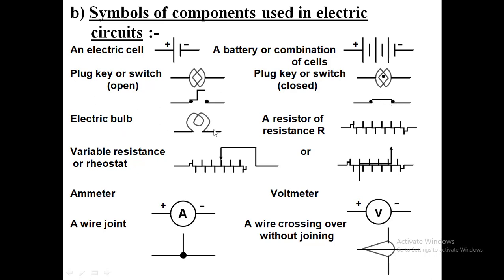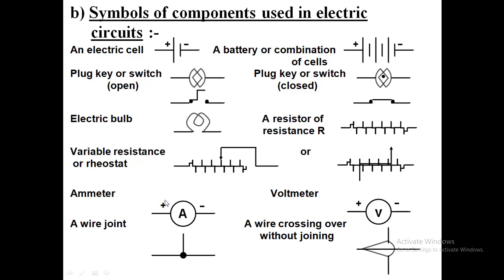Electric bulb. This is the symbol used for an electric bulb. A resistor of resistance R. Now this is the symbol used for resistance. Variable resistance or rheostat. Variable means you can change the resistance value. Whenever you are able to change the resistance value, it is also called a rheostat.